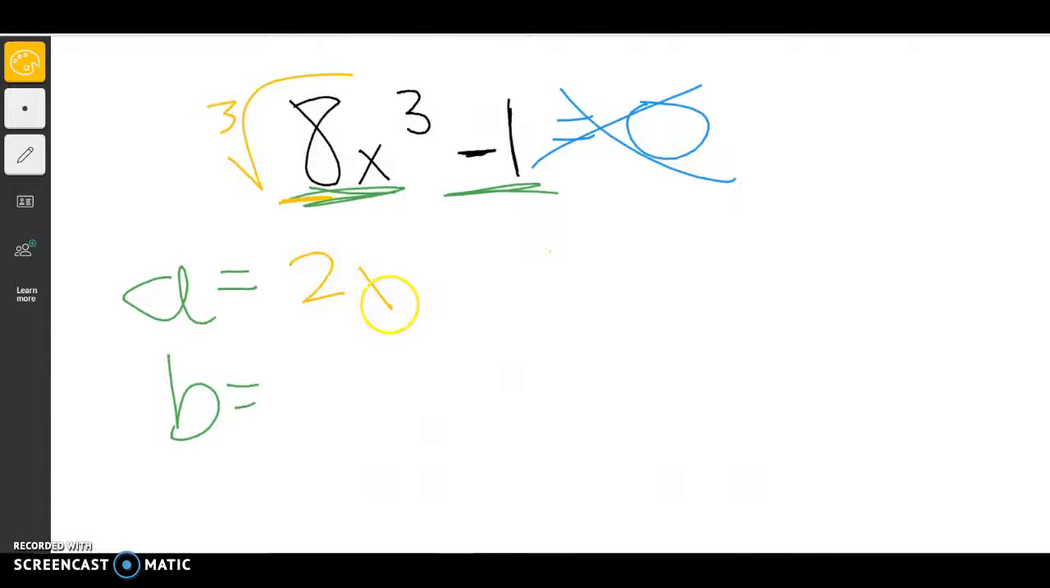Cube root of x to the third is just x. Cube root of -1 or of 1 would be 1. We don't worry about the sign. The sign tells us which formula to use. If you want to Google the formulas, I'm not going to write them here right now, but, well, maybe I will. The formula is this.